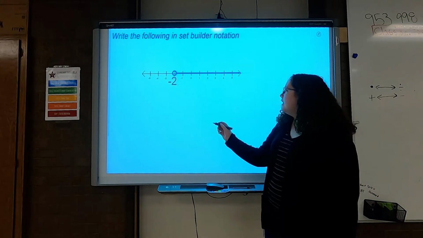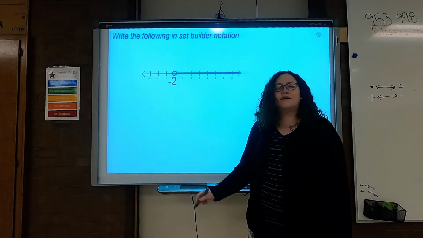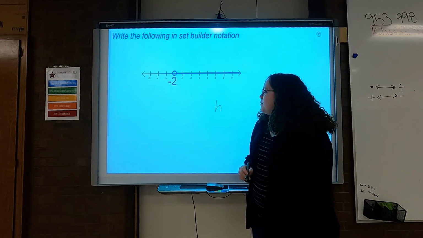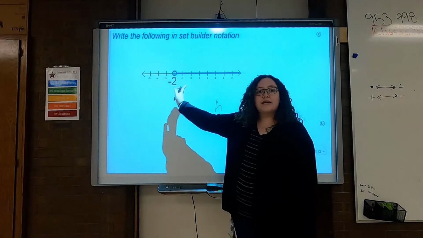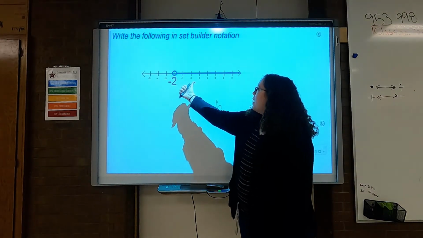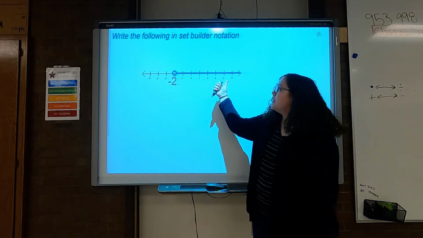Let's pick, what letter have we not done yet? H. Let's pick an H. So I have decided H, and now I'm looking at where this number line is pointing us. It looks like we're going in the positive direction. We're getting bigger and bigger and bigger.